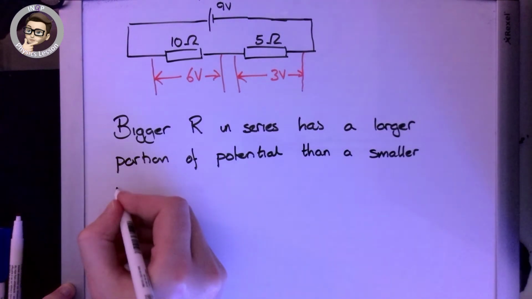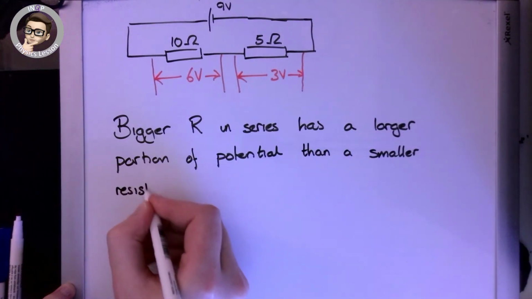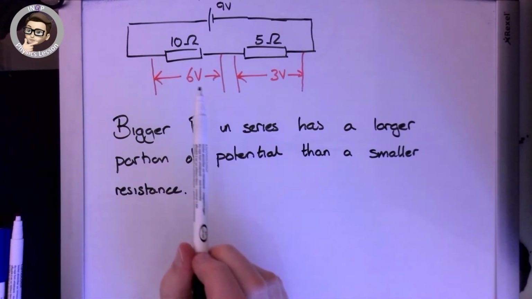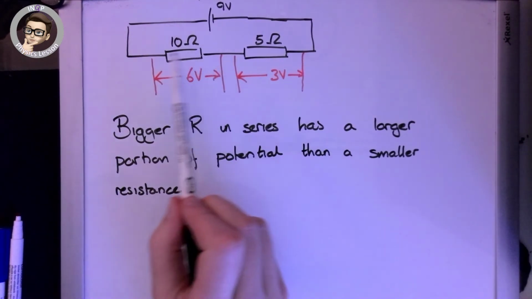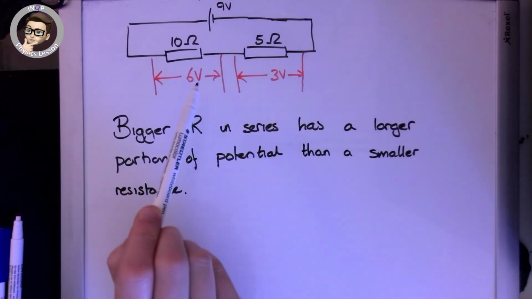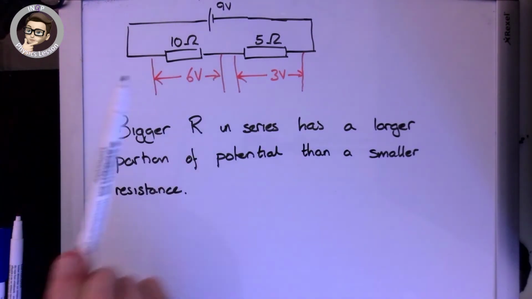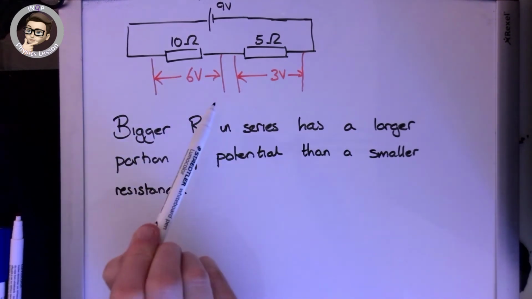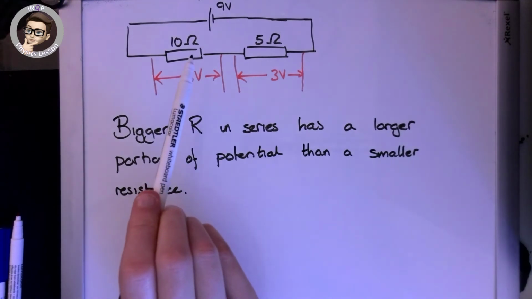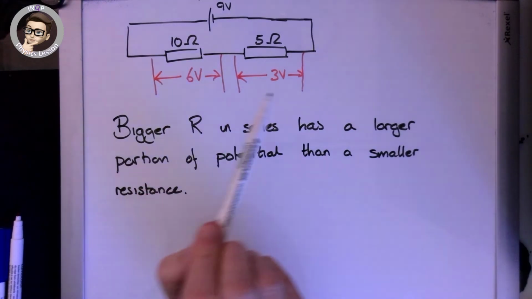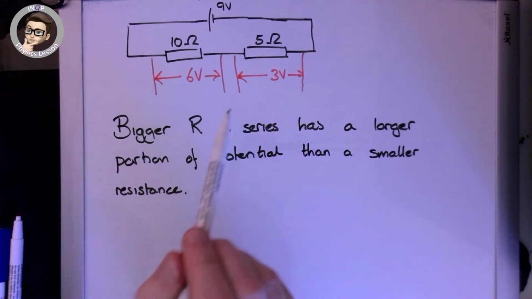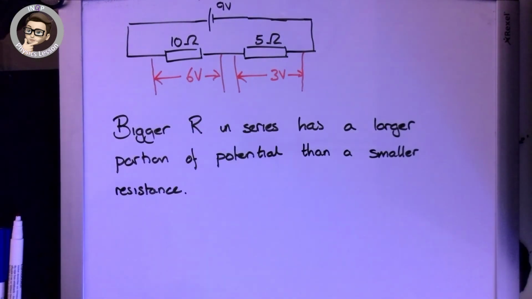But that's because, if we go back to thinking about that animation from the beginning, it's got more things stopping it, more atoms stopping it, so therefore it's harder to get through, so you need more energy to push them through. So that 10 ohm resistor needs more energy than that 5 ohm resistor. In fact, because it's double the resistance, it needs double the energy, and that's how we work this out. But like I say, that comes back at A level, so don't worry too much about that right now.